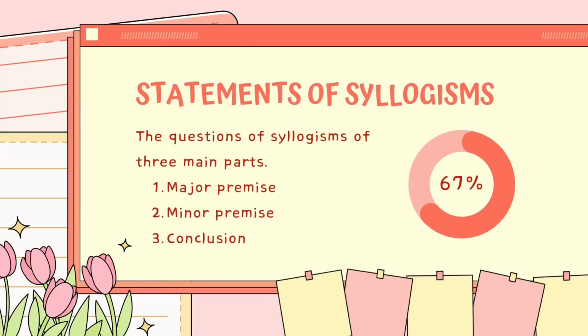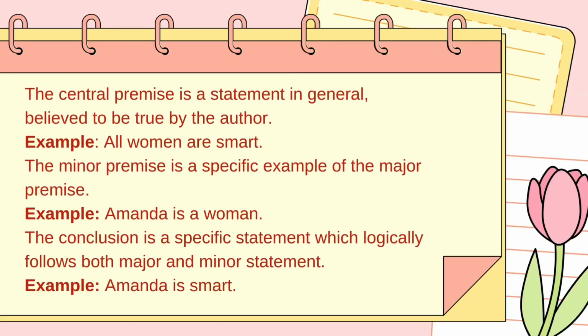Statements of syllogism. Ano-ano nga ba yung statement na mai-encounter natin kay syllogism? The first is the major premise, the second is the minor premise, and the third is the conclusion. The major premise is a statement in general believed to be true by the author. So yung pinakauna or major premise, yun yung kumbaga pinaniniwalaan ng author. Example, all women are smart. Your answer will be based on that major premise.